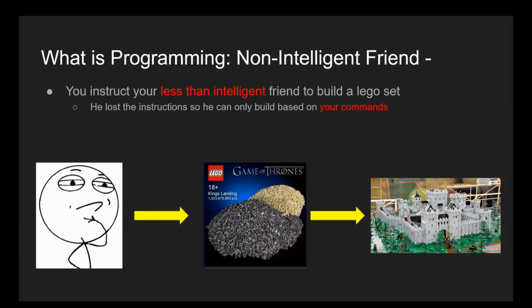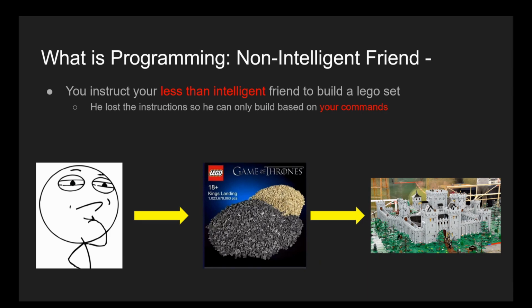Imagine this, for example. You want your less than intelligent friend to build a Lego set, except he has lost the instructions and can only build based on your command. You remember, your friend is far from competent, and so if they are not given any specific instructions on how to build the set, there are many mistakes he could make.